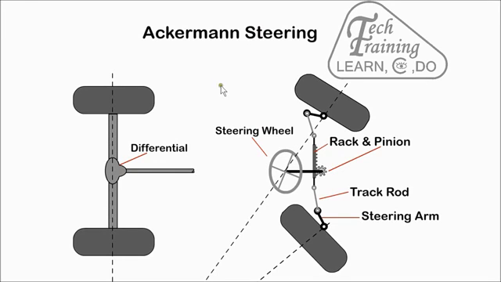The Ackermann steering, designed in the 1800s by Rudolf Ackermann and still in use today, allows the outer front wheel to turn in a wider circle than the inside wheel. The steering wheel is connected to the rack and pinion, which moves the wheels via the track rods. The track rod is connected to the wheel with the steering arm.